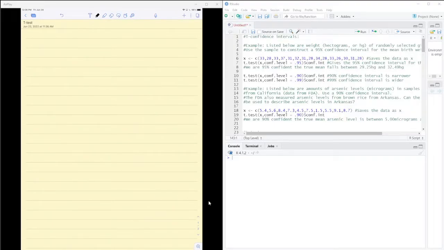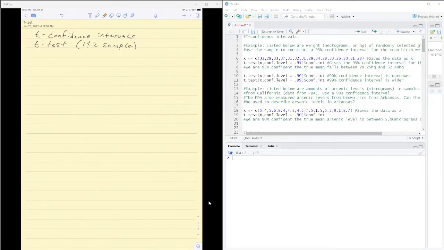Hi everyone. Today we're going to be talking about two topics. One is going to be the T confidence intervals, and the other being t-test. One sample, and two sample.